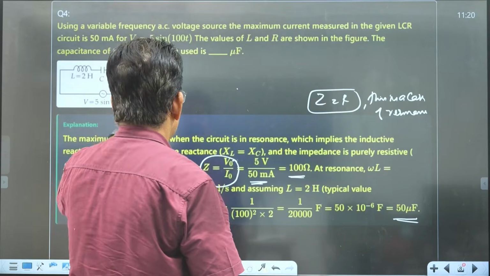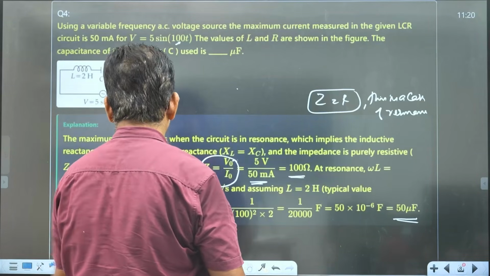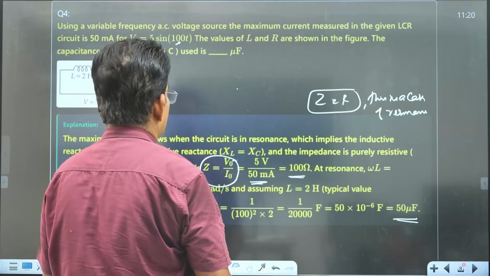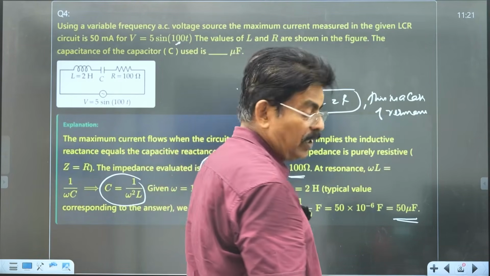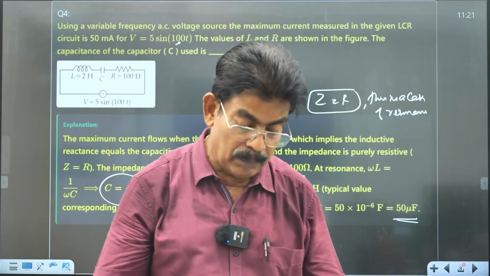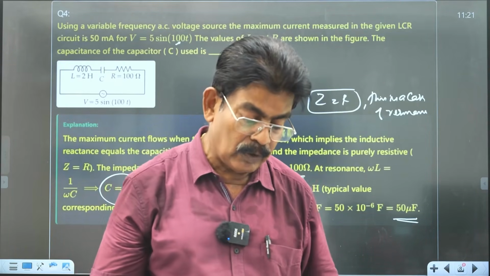Omega is given in the equation. In the equation, what is omega? 100. Omega square is 10 to the power of 4. L is 2 henry. And solving, you are getting C equal to 50 microfarad. So your answer is 50 microfarad. Isn't it? Okay, fill up the blank with 50 microfarad.